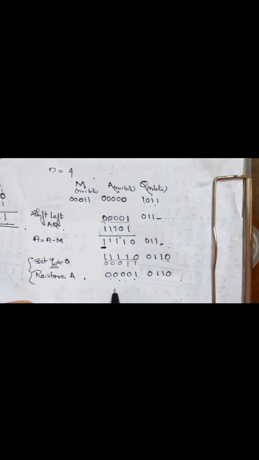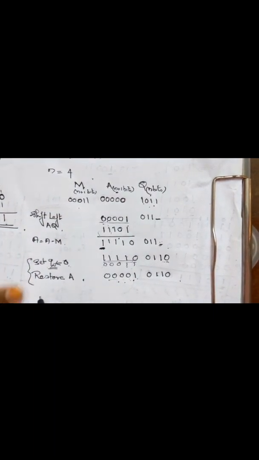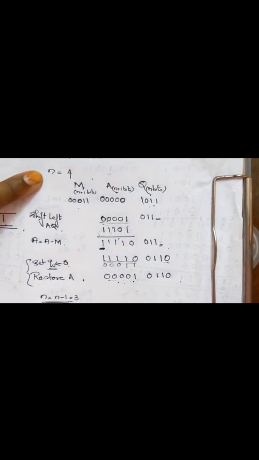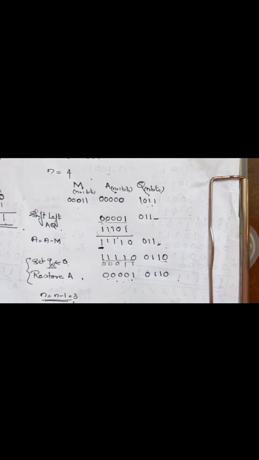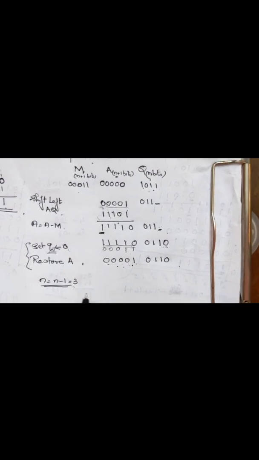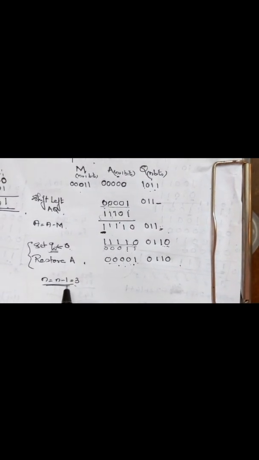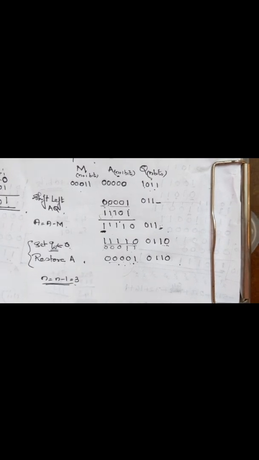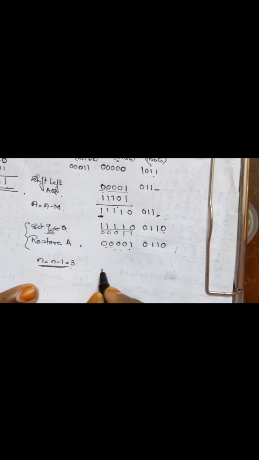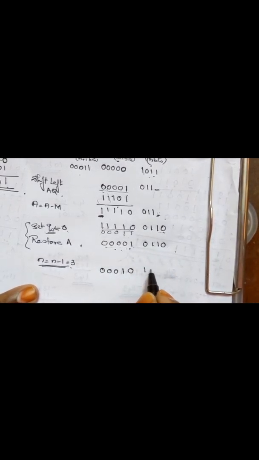Now again you have to do the subtraction for this n. N is equal to n minus 1, which is equal to 3. N is equal to 3. Now n is not equal to 0, so perform the same steps once again till the n value reaches 0. So again perform the shift left operation. 0 will be shifted here. 1, 1, 0.